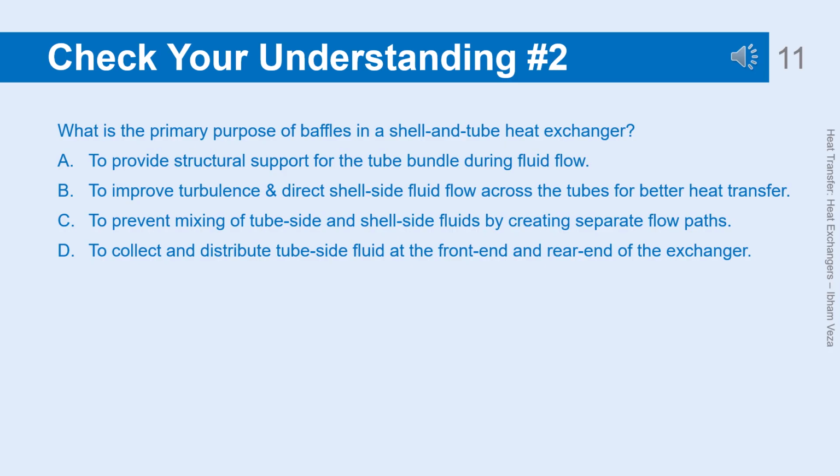C. To prevent mixing of tube side and shell side fluids by creating separate flow paths. This is incorrect because the separation of fluids is achieved by the design of the heat exchanger itself, not by the baffles. D. To collect and distribute tube side fluid at the front end and rear end of the exchanger. This is incorrect, as this function is performed by the headers, not the baffles.